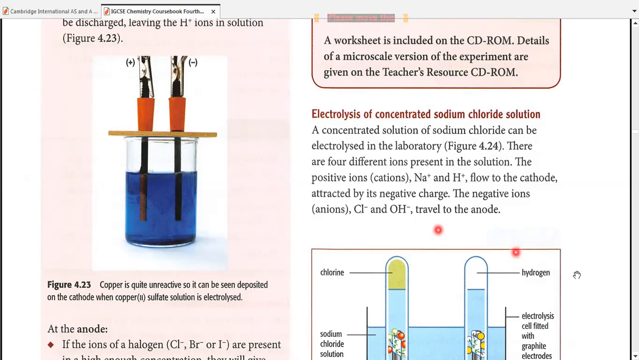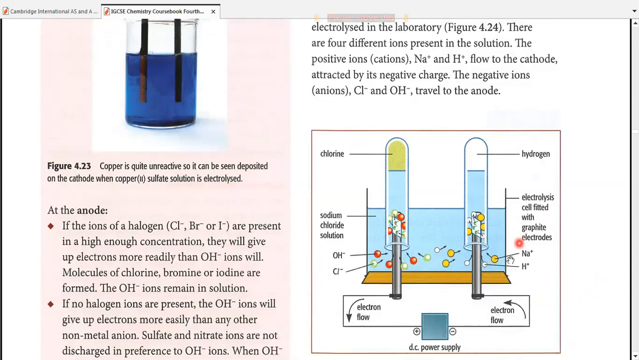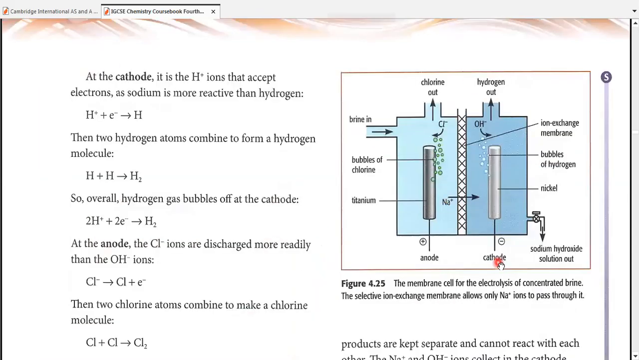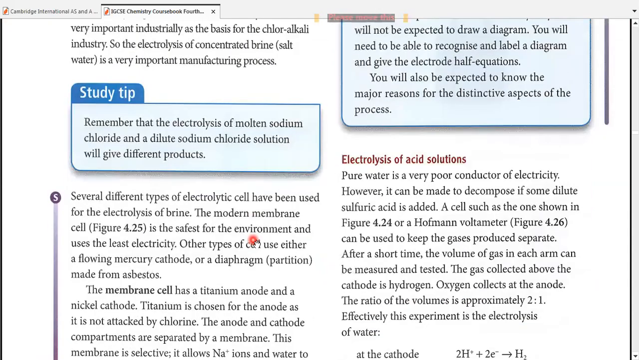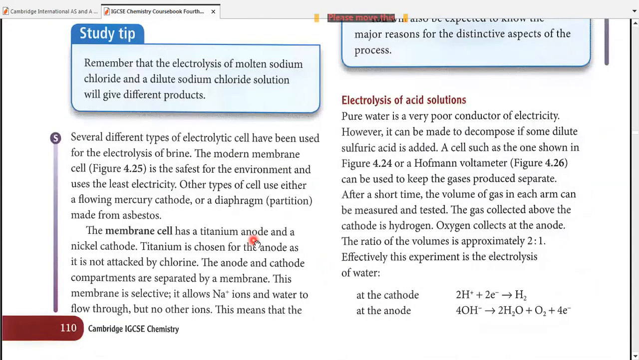So these are the ions. When we talk about lab, we perform it in lab in a different way, but we're not going to go with the lab process here. I'm actually going to come to page 110. Please come to page 110, bottom left-hand side. Now, this type of electrolytic cell in which salt and water are used is actually known as electrolysis of brine.